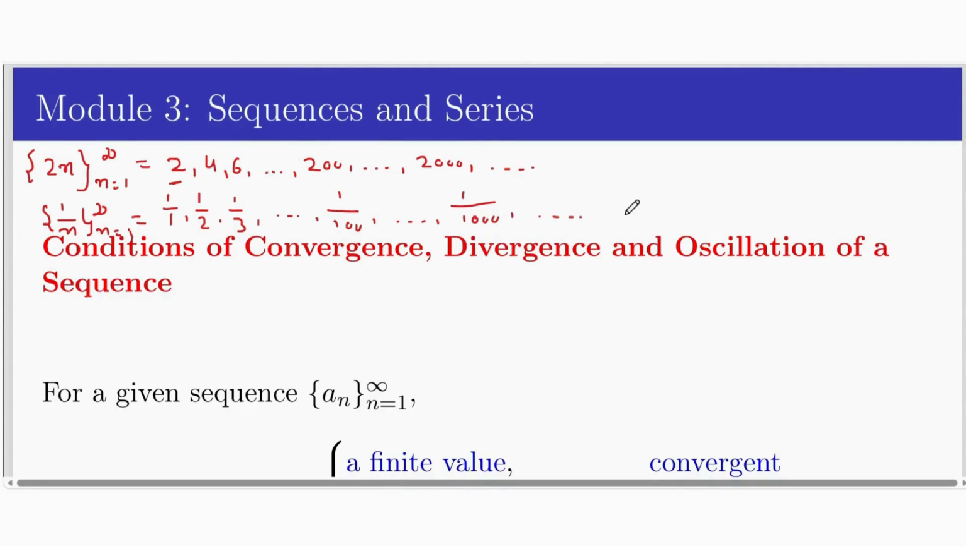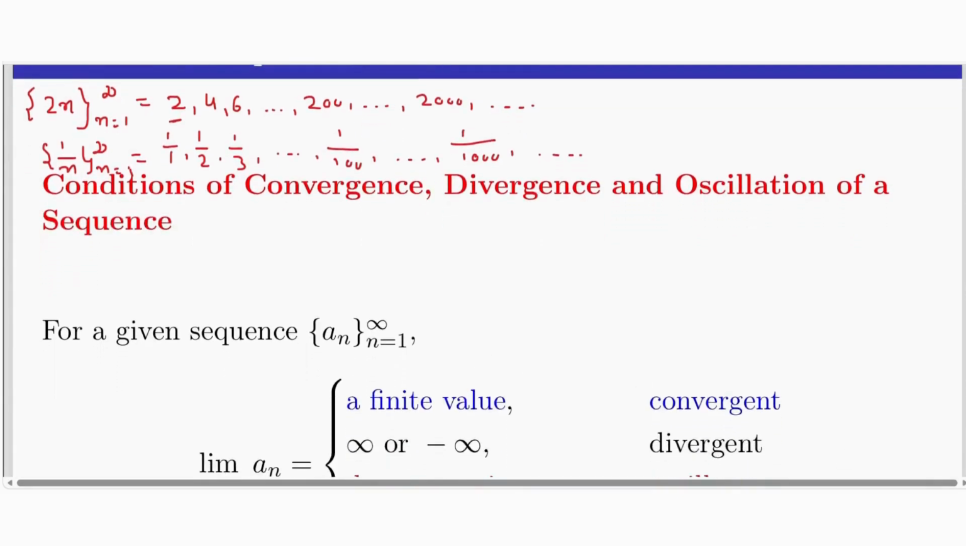So ultimately, what is our objective? In a sequence, we are interested in checking whether this given infinite pattern approaches some finite number, or some infinite number, or sometimes it oscillates between more than one finite number. This concept we can learn through the conditions of convergence, divergence, and oscillation of a sequence. So now let's discuss these conditions.